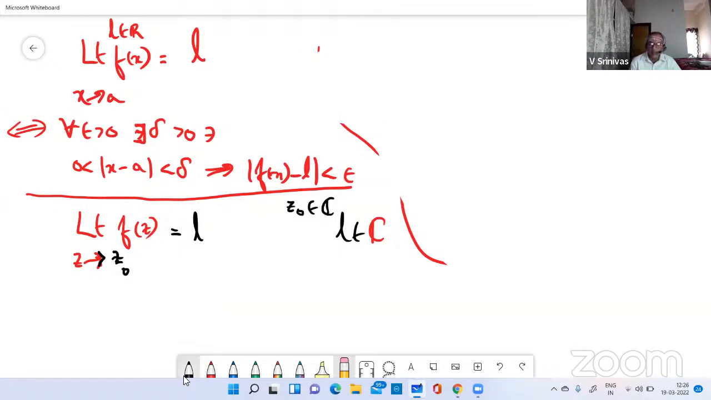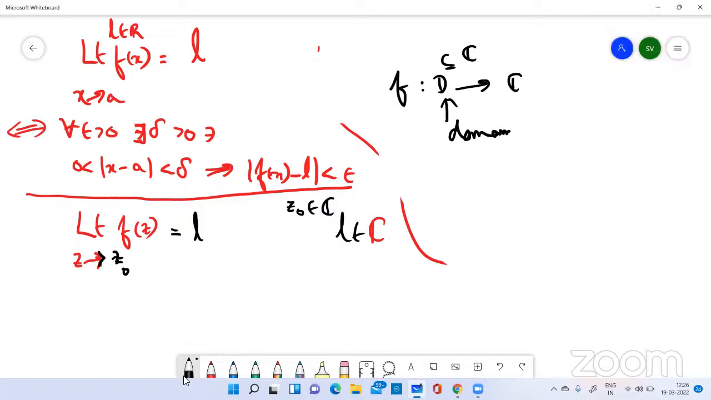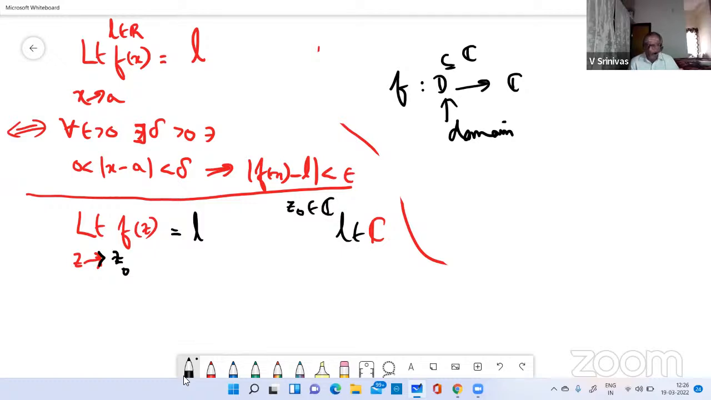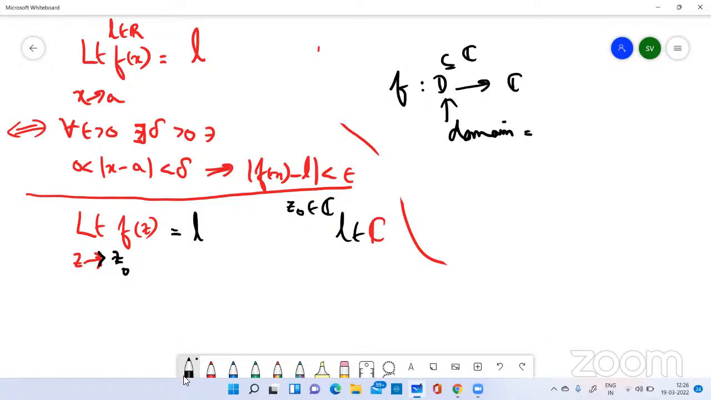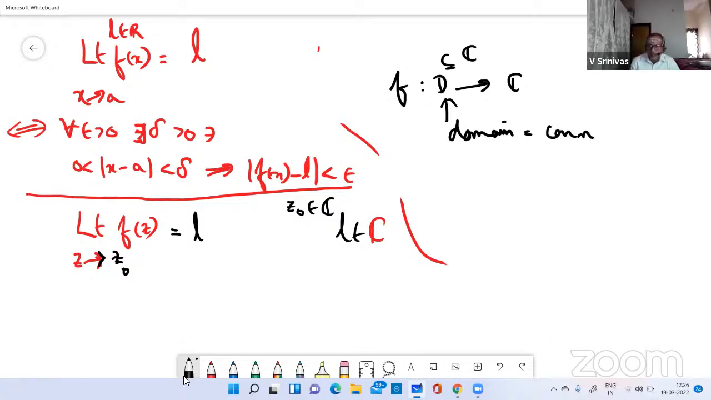I'm considering f on a set capital D, into C, where D is a subset of complex numbers. I want to define f on a domain D of complex numbers. Here by domain we mean, you have another meaning also, a connected open set. It is a connected open set.